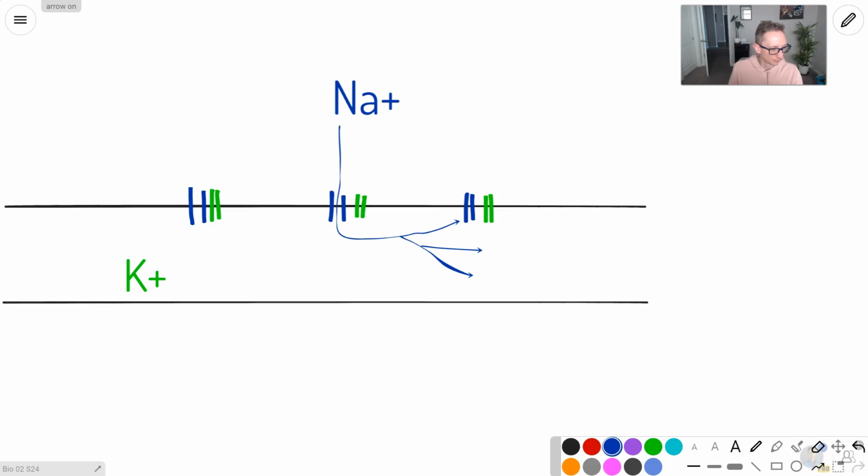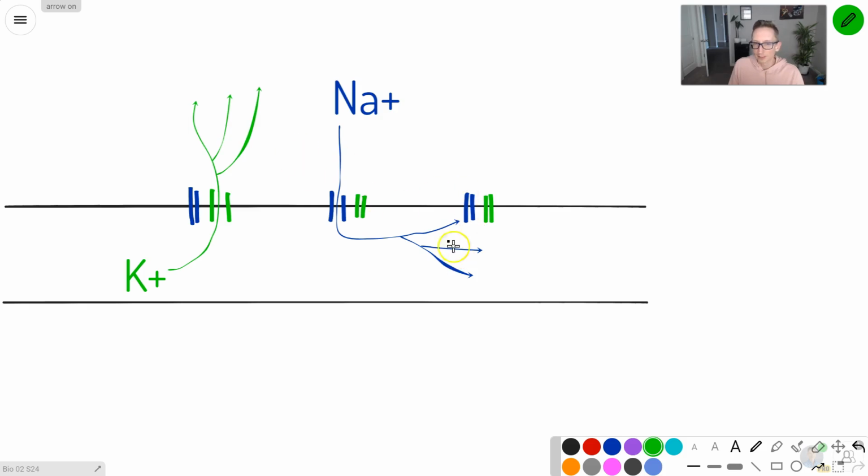So what will happen is that as this membrane potential changes, and we'll talk about what that means, this is going to close, and this potassium channel is now going to open. And it's going to kind of chase the opening of the sodium channels. So it's going to chase it, and now it's going to leave.